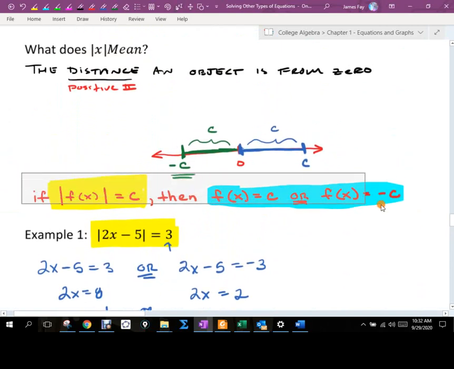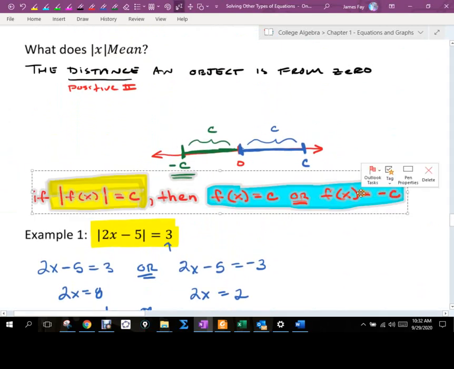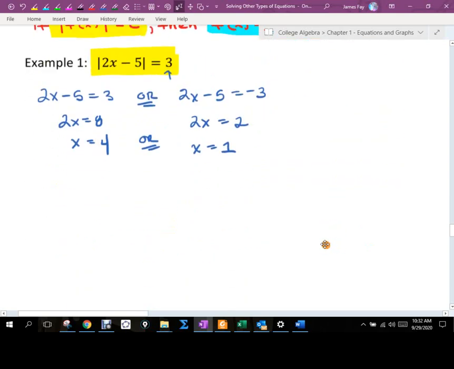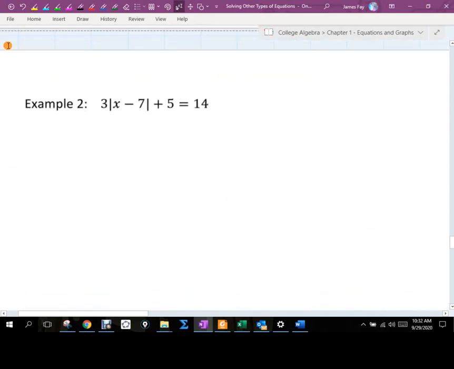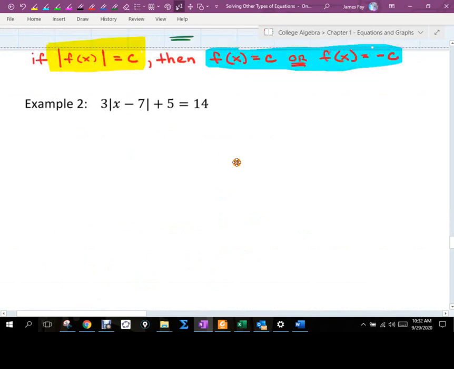Let me copy this. All right, so example 2 here. Does this right here match the yellow in the rule? No. And that, guys, on this question is the number one error that I get.